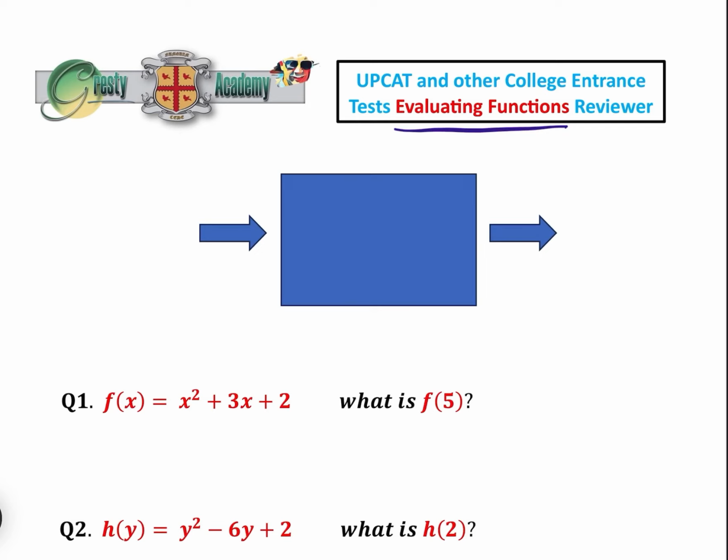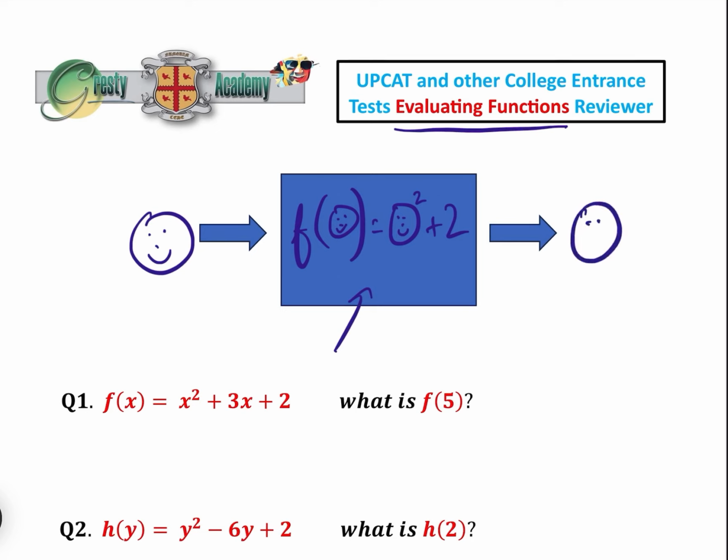So let's have just a quick review. What is a function and how do we evaluate it? Okay, so we got a box here, and we got an input and we got an output. Now, just bear with me on this. Let's imagine that we have a smiley face, and that is our input, and we are inputting the smiley face into the box, which is our function. And let us imagine that the function turns a smiley face into a smiley face squared add 2, then our output will be a smiley face squared add 2.